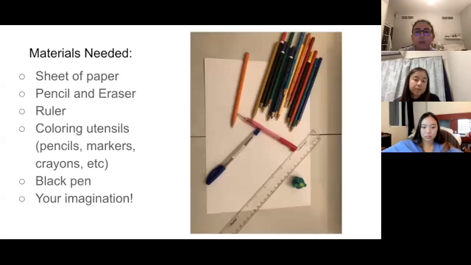So the materials that you'll need for this activity are a sheet of paper, pencil and eraser, a ruler, coloring utensils such as pencils, markers, crayons, highlighters, and so on, a black pen or marker, and your imagination.